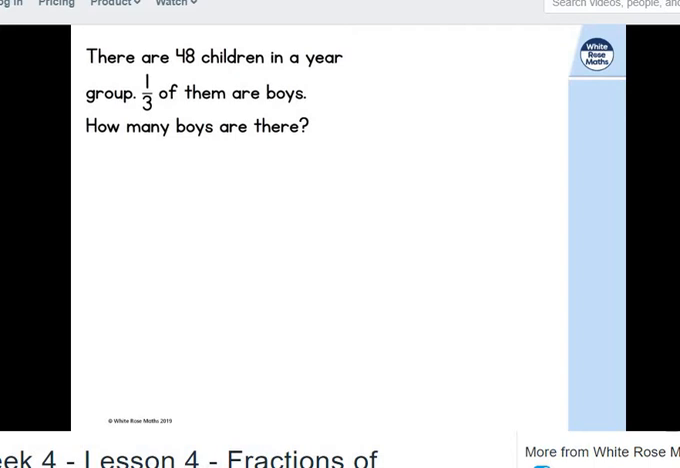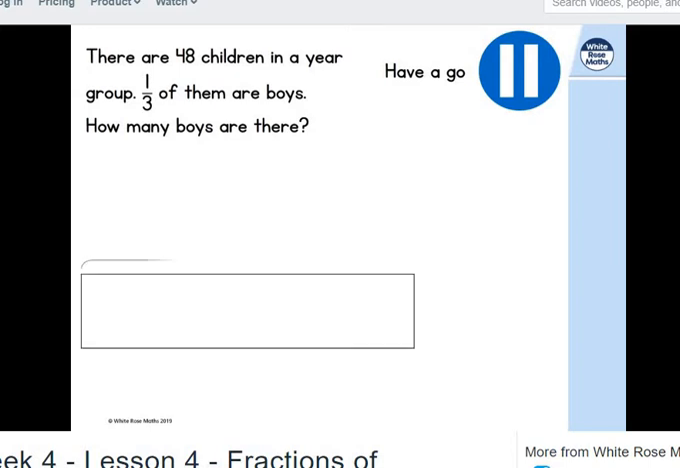There are 48 children in a year group. A third of them are boys. How many boys are there? Have a go first. Can you work that out? Let's have a go.